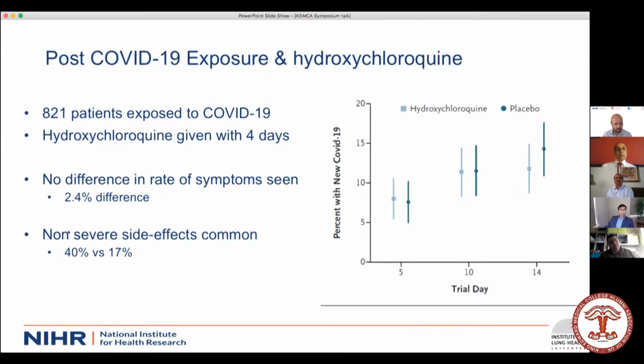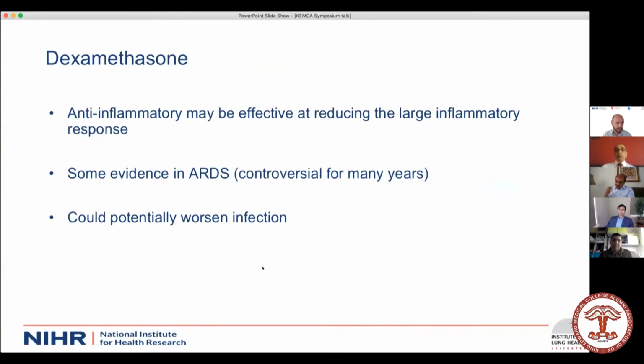Unsurprisingly, hydroxychloroquine did result in common side effects, with 40% of people reporting side effects compared with 17% for placebo, although these were not severe. So I think hydroxychloroquine has probably had its day.